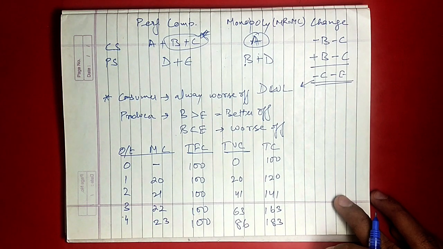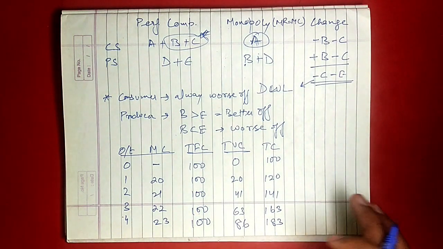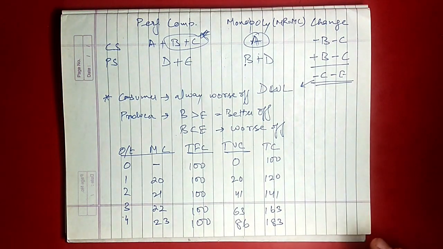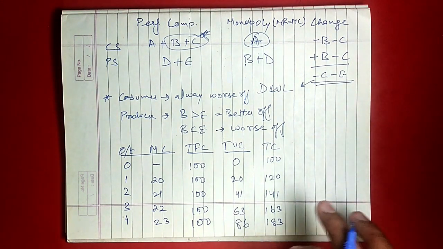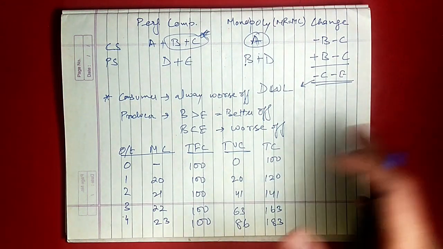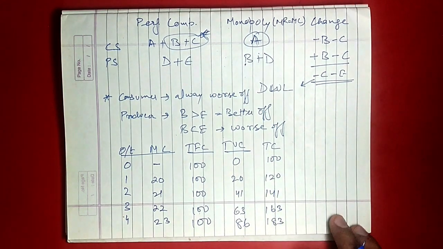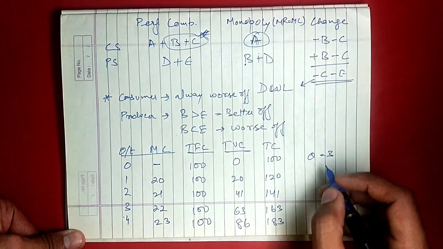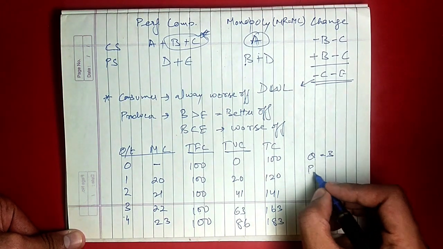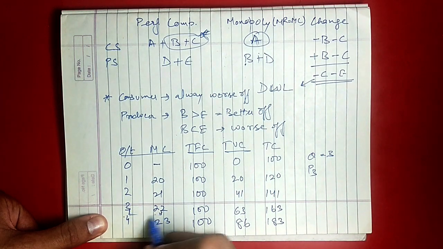What am I trying to say? When is TFC 0? You all know that in the long run TFC is 0, so only then can we say that the producer surplus is equal to profit. So suppose the equilibrium quantity he got is Q equal to 3, and at Q equal to 3 you can see MC is equal to price.